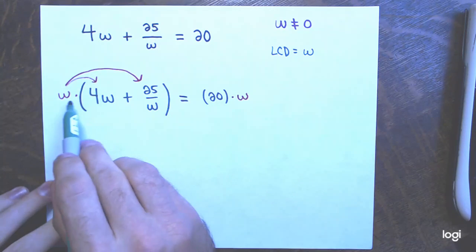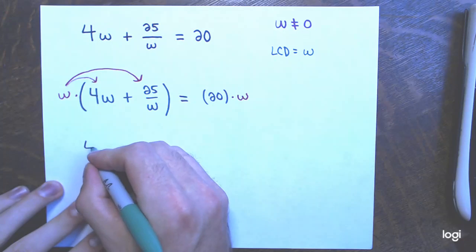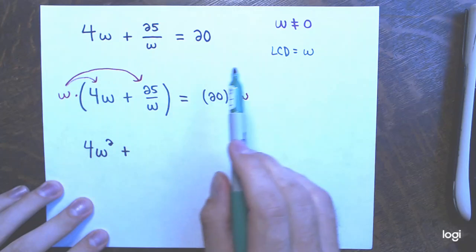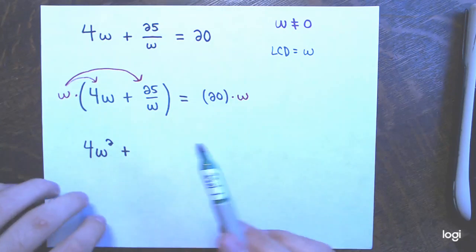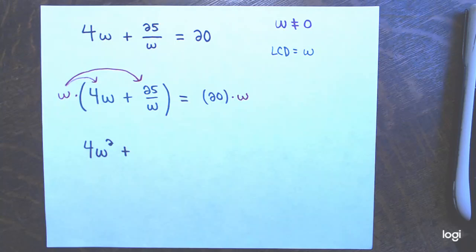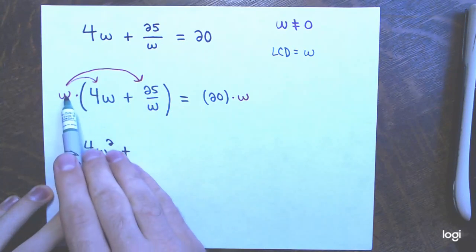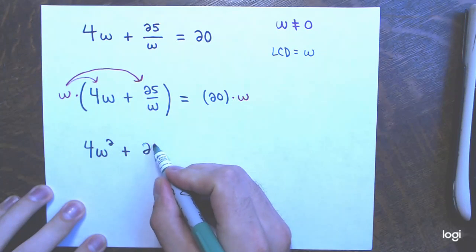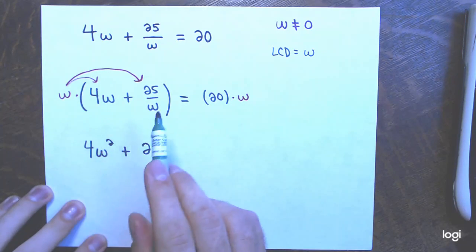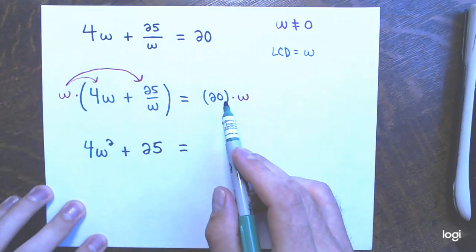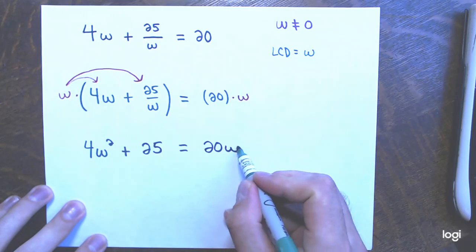So the first term on the left side, you have w times 4w. That'd be 4 times w squared, plus. Now the whole reason for multiplying both sides of an equation by the least common denominator is to get rid of the denominators, right? All the denominators should go into the LCD evenly. So when I multiply the w by the 25 over w, the w's will cancel and I'm left with the factor of 25 in the numerator. So the left side becomes 4w squared plus 25 equals, and then the right side, when I multiply that by w, is just simply 20 times w.